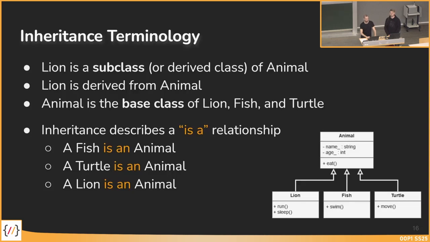And very, very important, inheritance always describes an is-a relationship. So if you can say a fish is an animal, a turtle is an animal, a lion is an animal, then inheritance is the best choice for you. If this relationship sounds weird, then maybe inheritance is not the best choice.